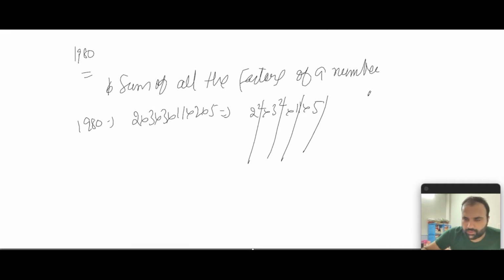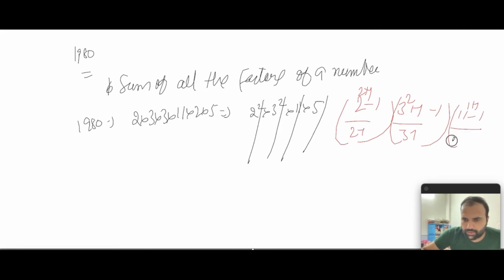See, there are two ways, as I said before. The first is the formula. Simply what you can do, 2 to the power 2 plus 1 minus 1 by 2 minus 1. I'll come on to the explanation of the formula as well. 3 to the power 2 plus 1 minus 1 by 3 minus 1, and then we have 11 to the power 1 plus 1 minus 1 by 11 minus 1, and 5 to the power 1 plus 1 minus 1 by 5 minus 1.